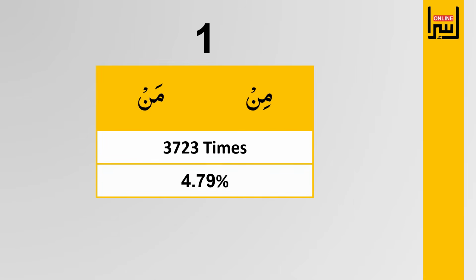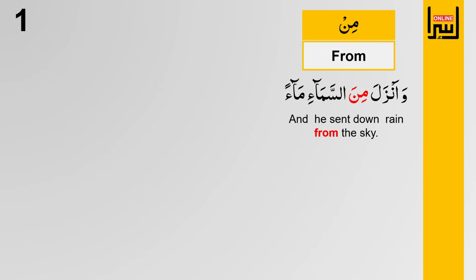Number 1. The first most used Quranic word is min or man. This is used 3723 times in the Quran. Let's learn the meanings. Min. Min gives the meaning of from. For example, wa anzalna minas-sama'i ma'an, and he sent down rain from the sky. Min gives the meaning of from.